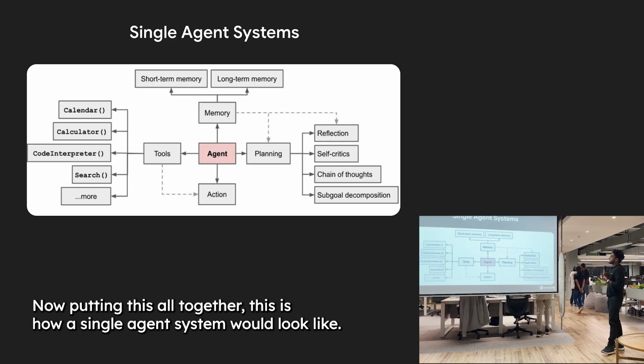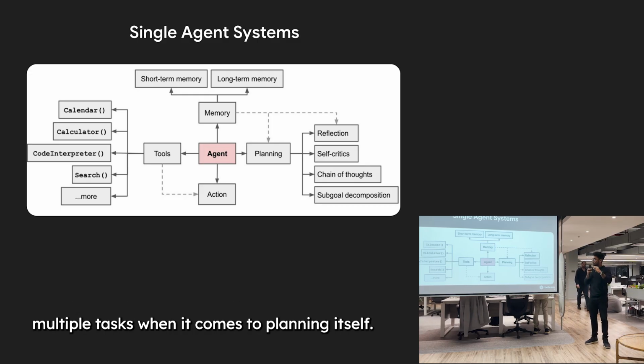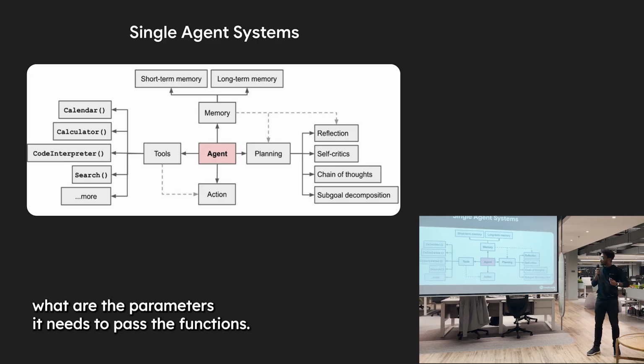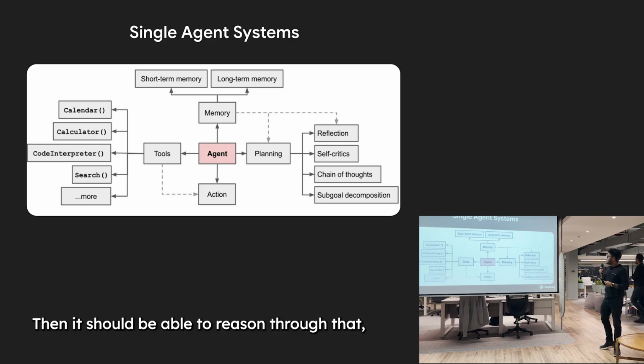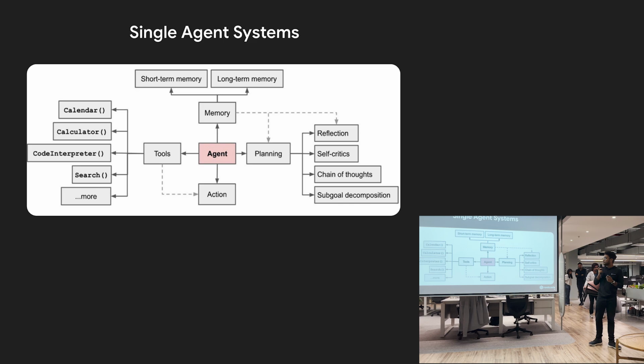Now, putting this all together, this is how a single agent system would look. You have the planning aspect of it, where you ask the model to do multiple tasks. When it comes to planning itself, first it needs to be able to plan and break down tasks on what APIs and endpoints it needs to call, what are the parameters it needs to pass to the functions. Then it should be able to reason through that, and it should be able to decompose the reasoning as well if needed. Then we have the tools.